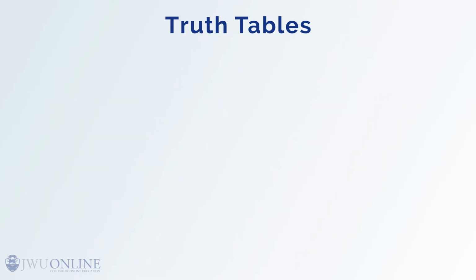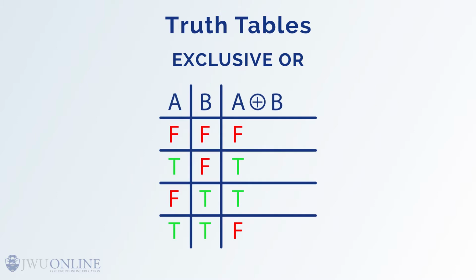Last but not least is the exclusive or. One or the other is true, but not both at the same time. If A is false and B is false, then A XOR B is false. If A is true and B is false, then A XOR B is true. If A is false and B is true, then A XOR B is true. But if A is true and B is true, then A XOR B is false.